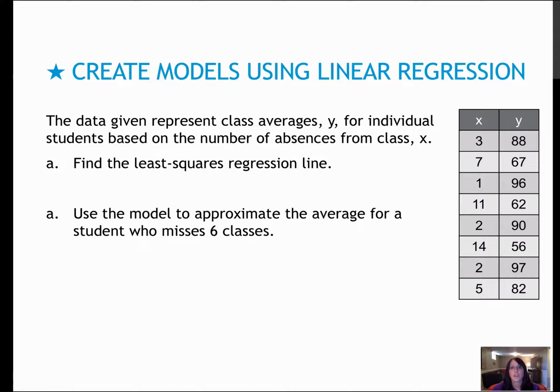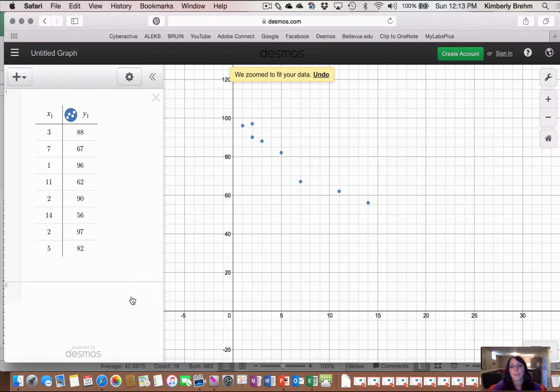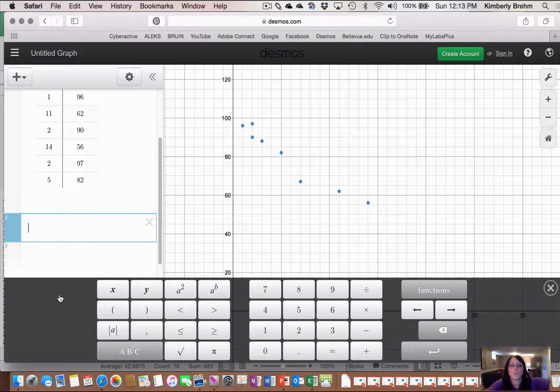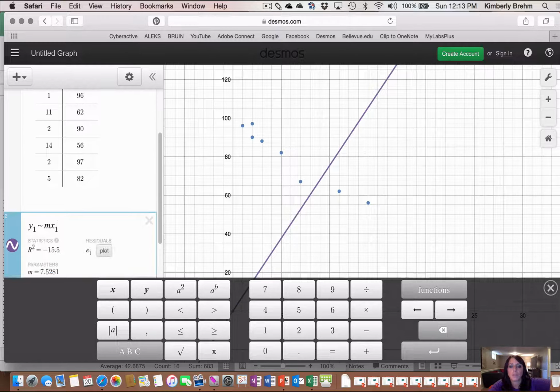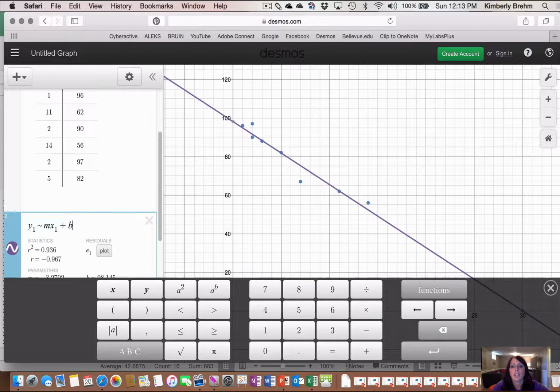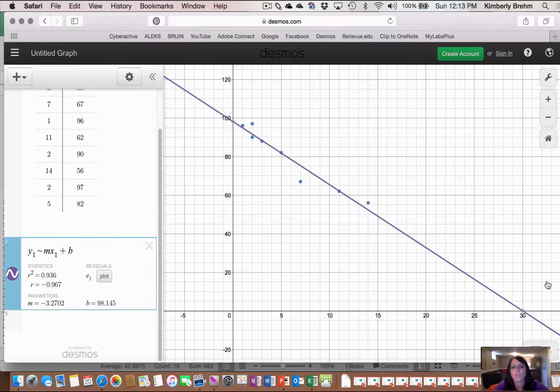I'll let you do this one whichever method you prefer, so using Desmos or Excel or whatever. Go ahead and find the actual least squares regression line. So don't do this one by hand, do this one for real, using one of those two, and then press play to check your work. So if I'm using Desmos, I have already plugged in my values. I'm going to use y1 and then mx1 plus b. And again, notice that it's done all of the work for me, which is great.